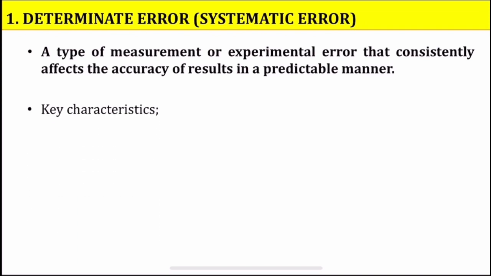Key characteristics of determinate errors include consistency. Determinate errors occur consistently under specific conditions, impacting measurements or experimental results in a predictable manner. Next one is predictability. The effect of determinate errors can be anticipated and accounted for once identified, allowing for correction or adjustment in subsequent analysis.